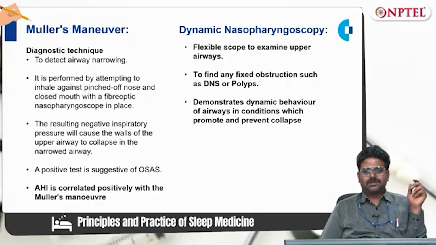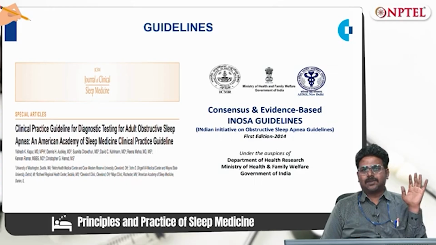AHI is correlated positively with the Muller's maneuver. Then dynamic nasopharyngoscopy is a flexible scope to examine the upper airways to find any obstruction such as DNS or polyps. It demonstrates the dynamic behavior of airways in conditions which promote and prevent collapse. I am repeating the slide.